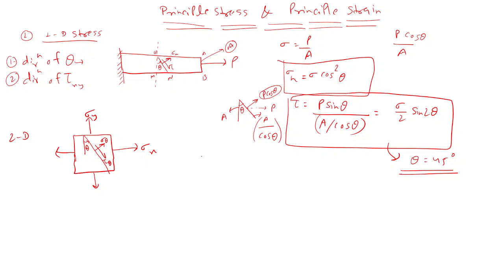So can anyone tell what would be the sigma theta? Sigma x plus sigma y by 2, plus sigma x minus sigma y by 2 cos 2 theta, plus tau xy sin 2 theta. Here we haven't applied tau till now, so that will come later.